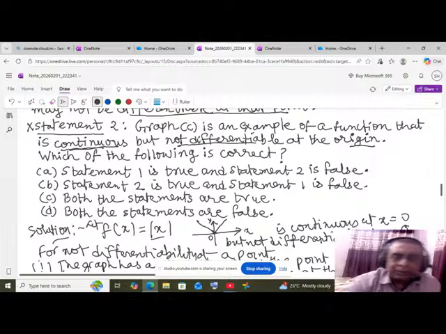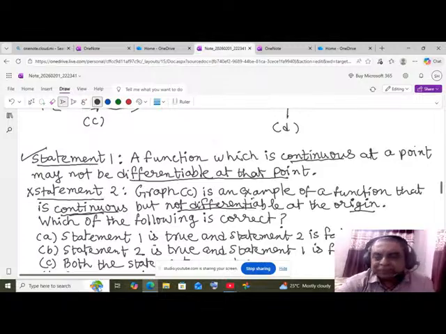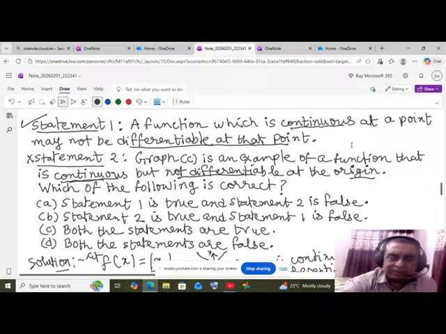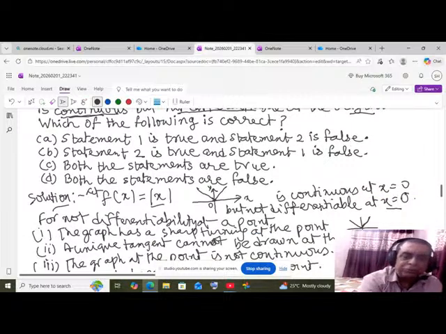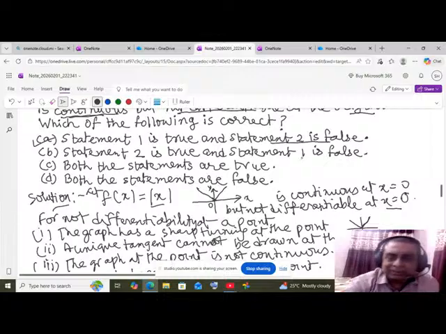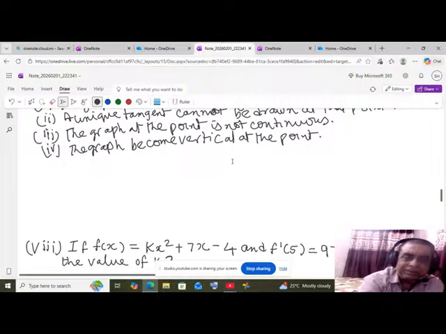Statement A is true, because a function may be continuous at a point but may not be differentiable. But in the given example, the graph is continuous at the origin, that is correct, but saying it is not differentiable is false, because it is differentiable. So which is the correct choice? Statement 1 is true, but statement 2 is false. That is the correct answer. So the correct choice is E.